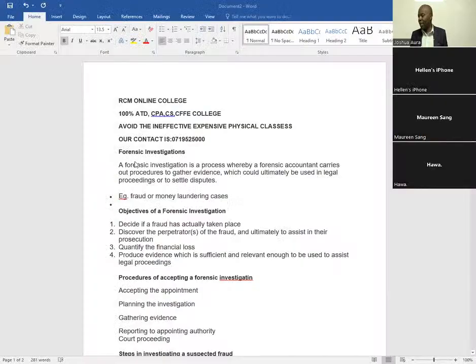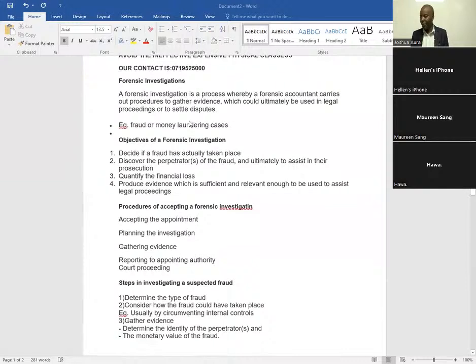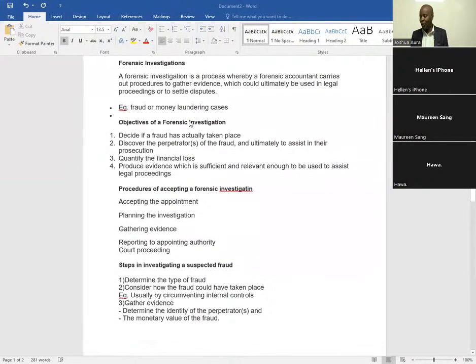All the marks there should be home, and be home for that matter very easily. So then I have some document that I would want to share with you first of all here, and then we get to discuss. Of course, we are 100% ATD CPA CS CFFE college, 100% virtual. We don't have a physical presence.